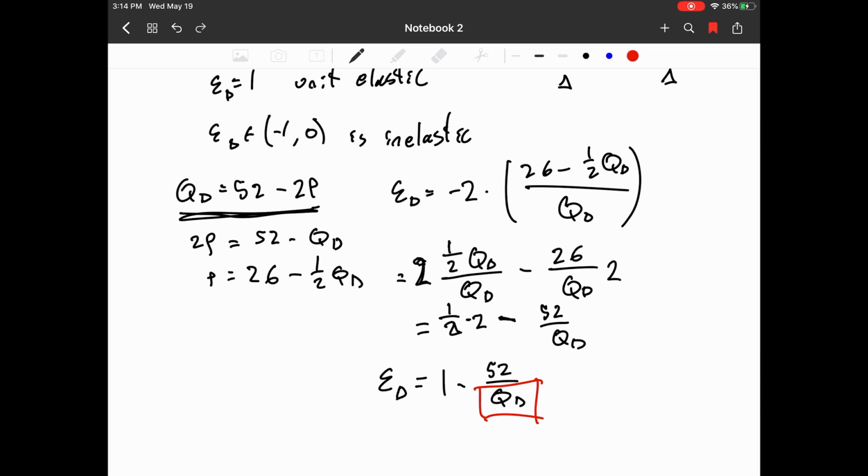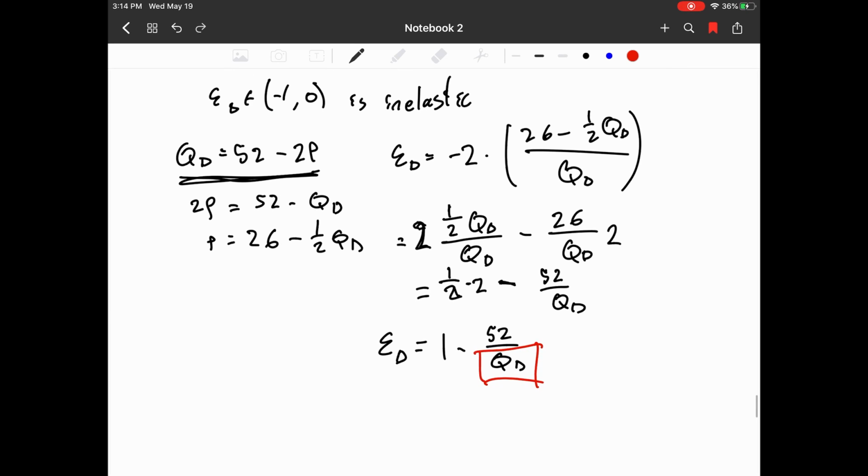This is just like a personal note here. This is so much better than the intro definition of elasticity and the way we worked with elasticities in that class.